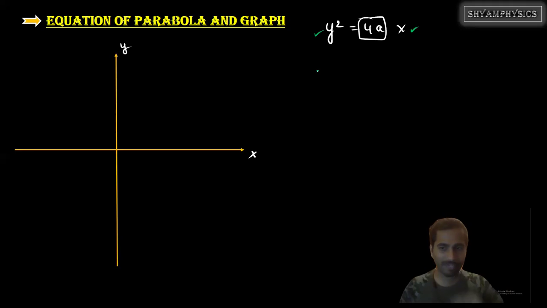Correct? Now I will give a few numbers for x, and how the value changes with respect to y we will analyze through the graph. For example, I will give x as 0. If I give x equal to 0, what is the y value? Sir, y square is equal to, or proportional to, x. So we can say y square is equal to 0.